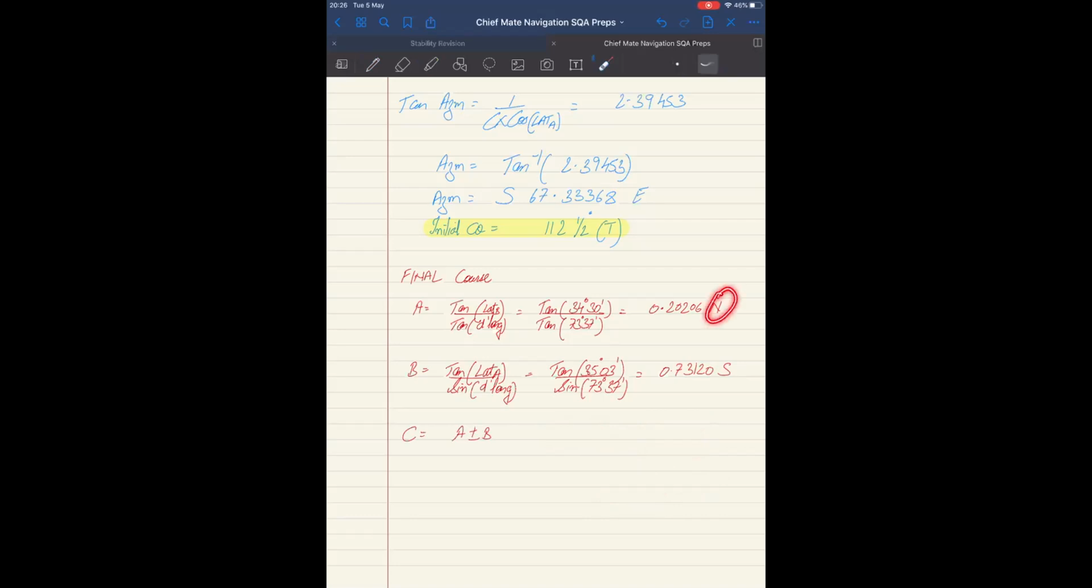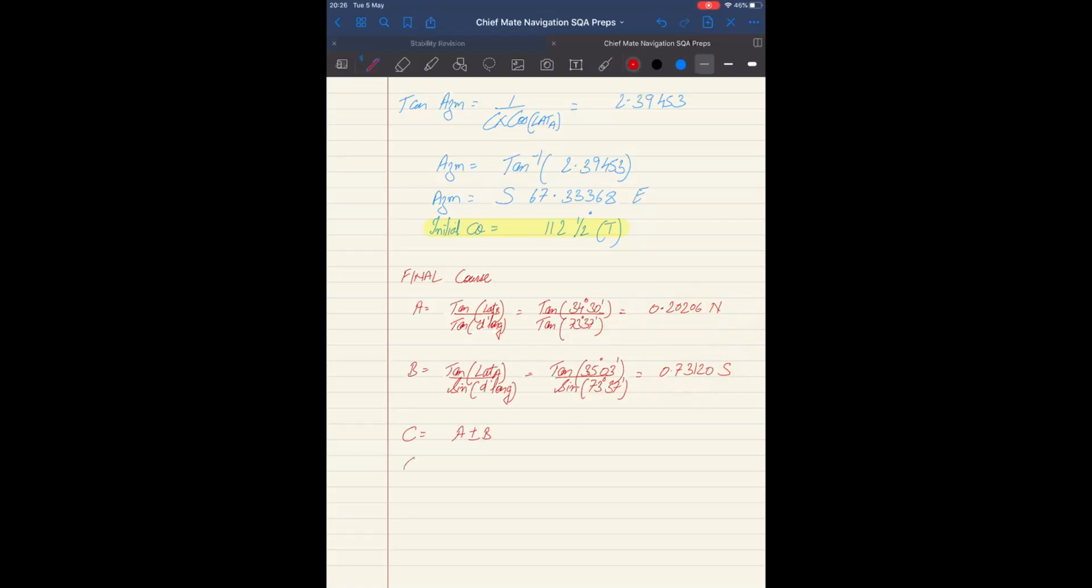Since both A and B have different names, which are north and south, we need to take them off from one another. If they had been the same name, let's say south or north, then we would have simply added them. Now we are supposed to subtract them. We'll subtract the smaller numerical value from the higher numerical value.